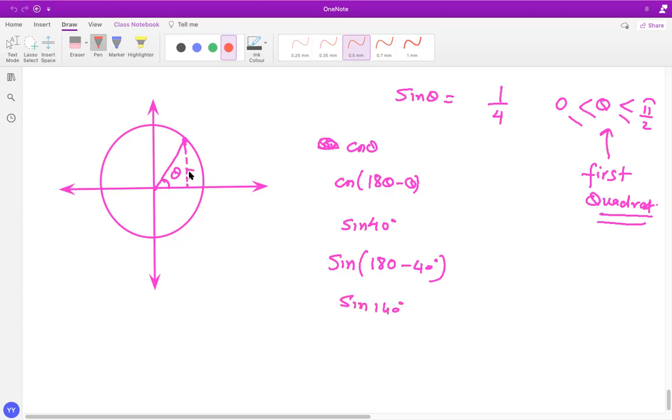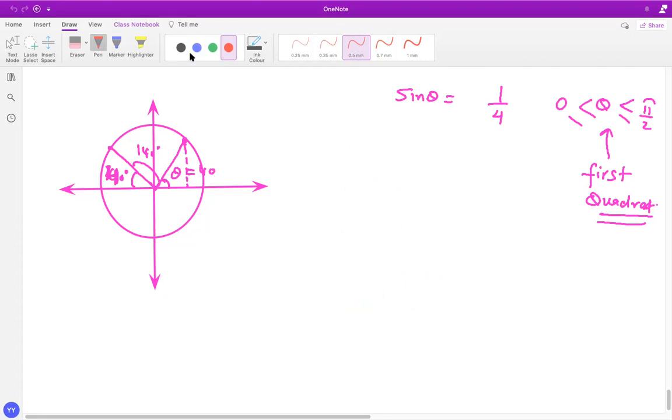If I look at this as 40 degrees, and if I mark 140 here somewhere, my base angle is still the 40 degrees. So if your angle is supplementary here, the sine of that angle actually remains the same in this case.